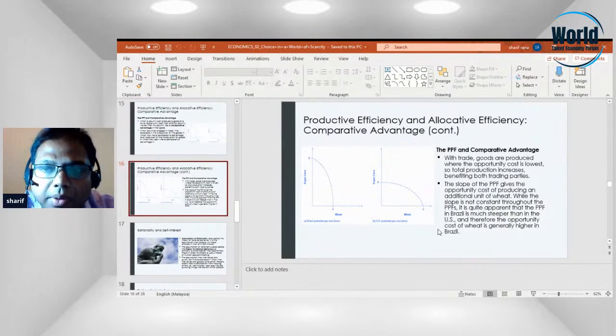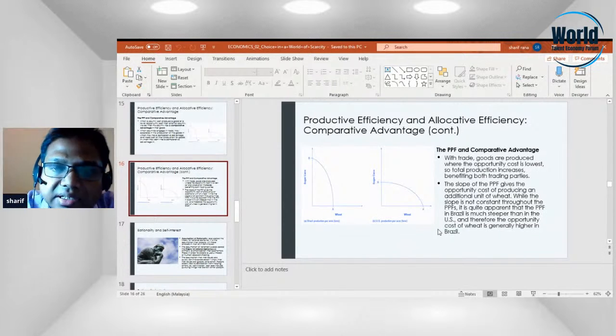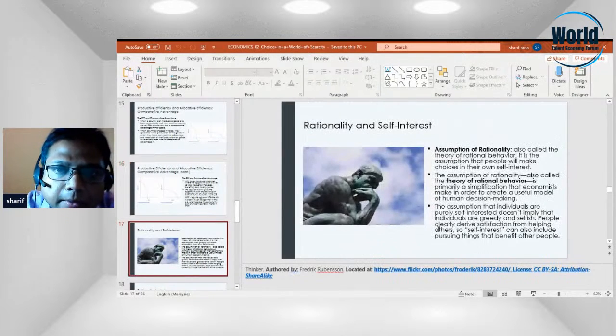The PPF and comparative advantage. When we trade, goods are produced where their opportunity cost is lower, so total production increases and both trading partners benefit. The slope of the PPF gives the opportunity cost of producing an additional unit of wheat. While the slope is not constant through the PPF, it is quite apparent that the PPF in Brazil is much flatter than in the US, and therefore the opportunity cost of wheat is generally higher in Brazil.